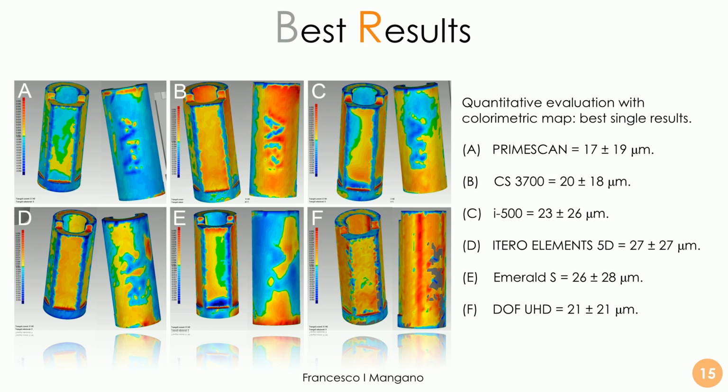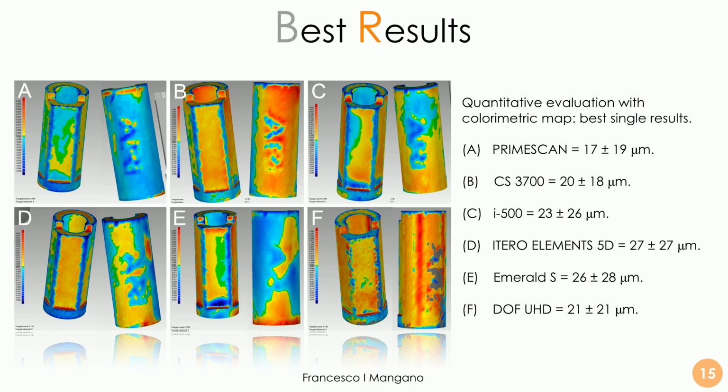This is very nice to see, because we see that the error is really little for all the scanners. And we also surprisingly see that the deviation of PrimeScan and CS3700 is even less than the deviation of the desktop scanner for the best results. So it means that really we have powerful tools when we use intraoral scanners.